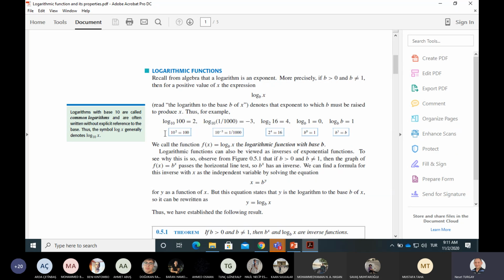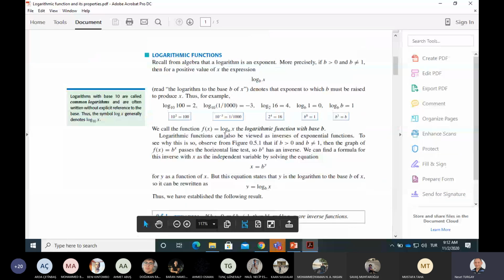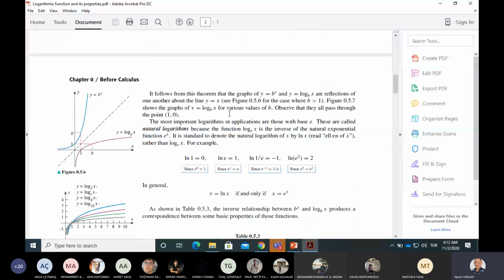So what does the logarithm actually do? For example, one guy asks you the logarithm base 10 of 100. What does this mean? It is asking you what power of 10 gives 100? 2. Do you understand? This is the idea. So here, logarithm base 10 of 100 means what power of 10 gives you 100? Of course, 2. So here, for example, what power of 2 gives you 16? 4. Because 2 to the power 4 is 16. And so on. Roughly, this is what logarithm functions do. There are some technicalities here. I don't want to go on with this.